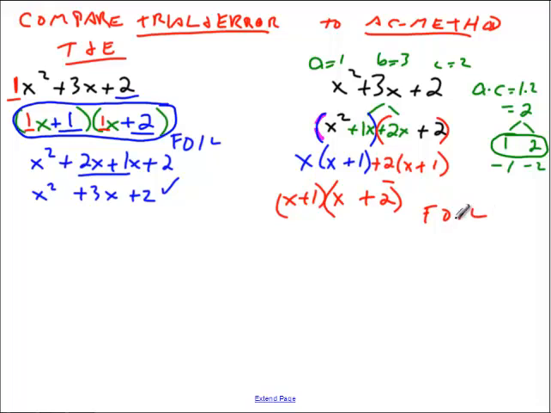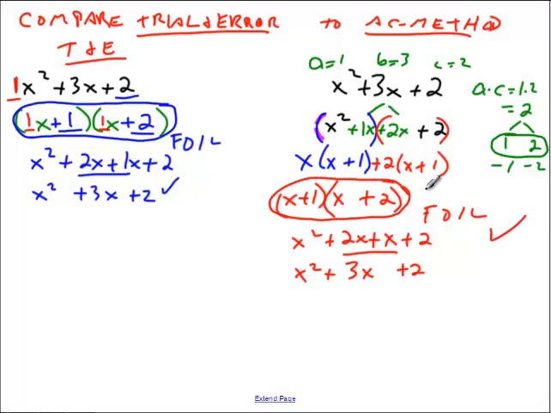We need to double check by FOILing. X times x gives me x squared. X times 2 is plus 2x, 1 times x is plus 1x, 1 times 2 is plus 2, and we combine like terms. We get x squared plus 3x plus 2, which is the same thing we started with. All right, so our FOIL checks out, and there's our answer, and we're done.